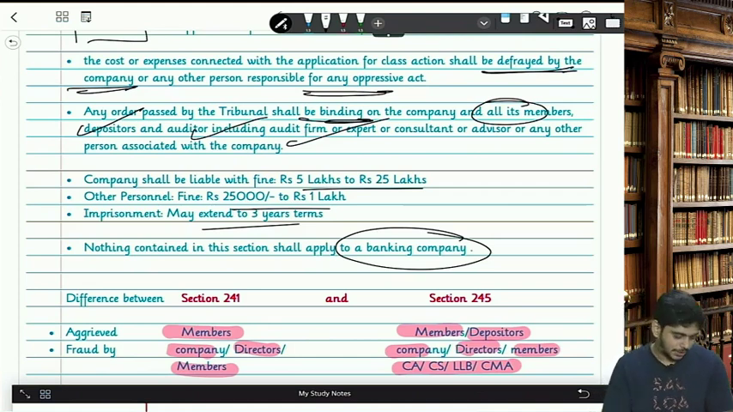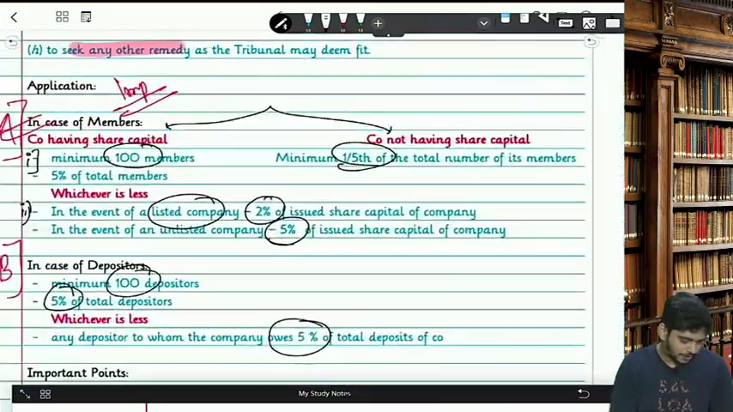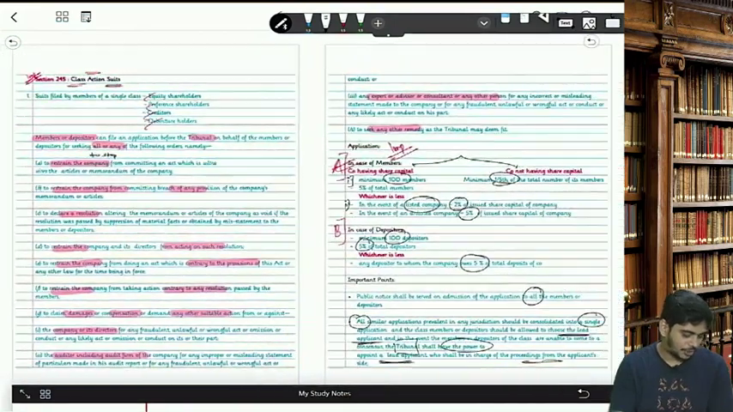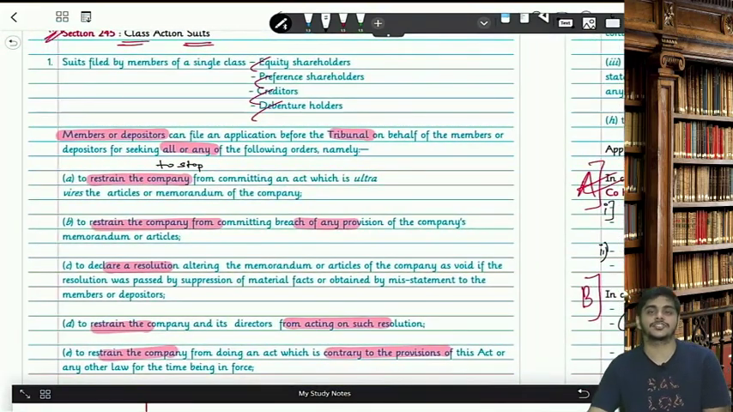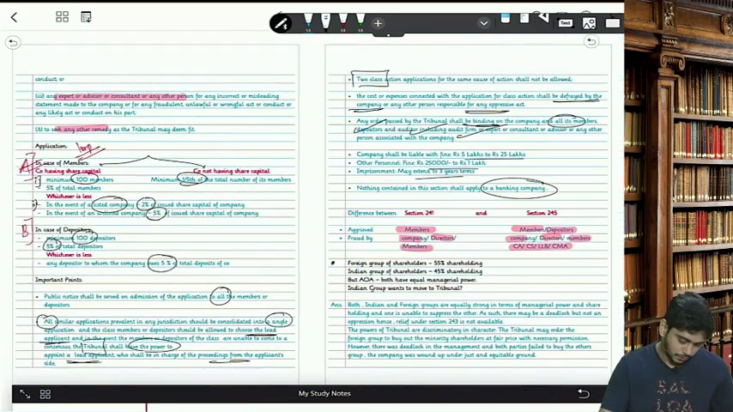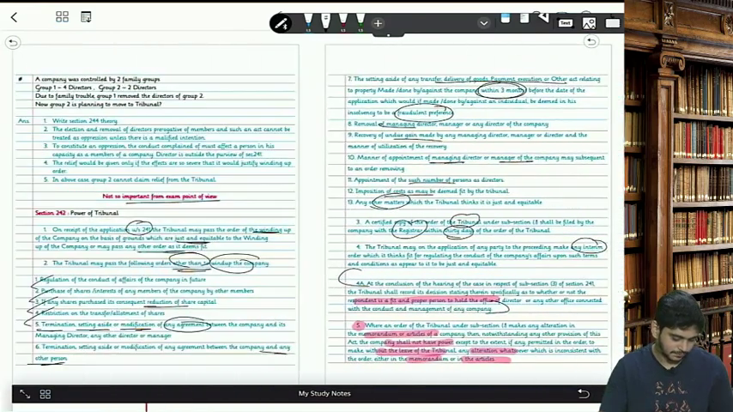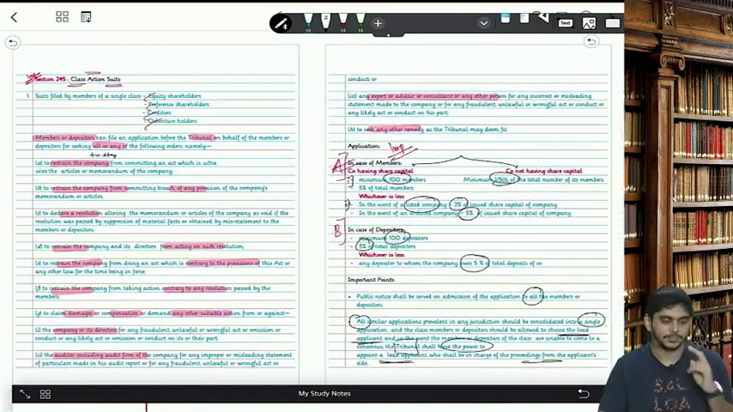Understood? So guys, whatever is important, I'm telling you: first, the application in case of class action suit, who will make an application, and what are the orders the tribunal can pass under section 245. Under section 245, that is called class action suits. Okay, chalo, 2 minutes time, please read it, then we'll do the two different cases.